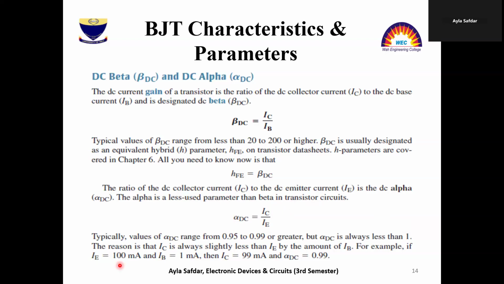Otherwise, it is always less than 1. This is a small example: if you have an emitter current of 100 milliamperes and a base current of 1 milliampere, you can see that it's a very small amount, and the IC is 99 milliamperes. So the ratio alpha DC is IC, which is 99 milliamperes, divided by 100 milliamperes. So we have 0.99. So it will always be less than 1.